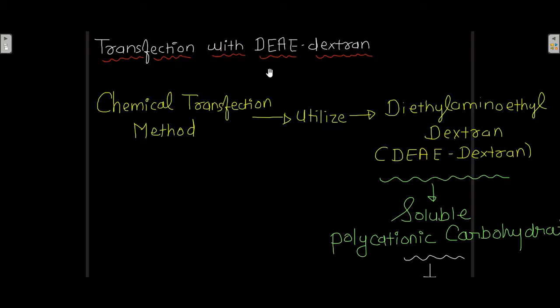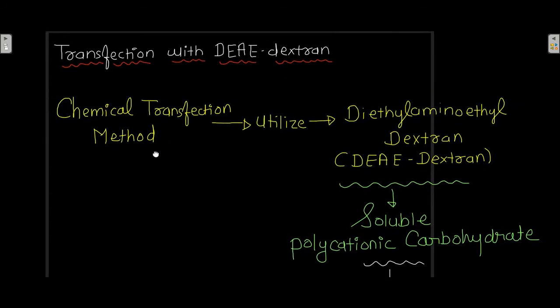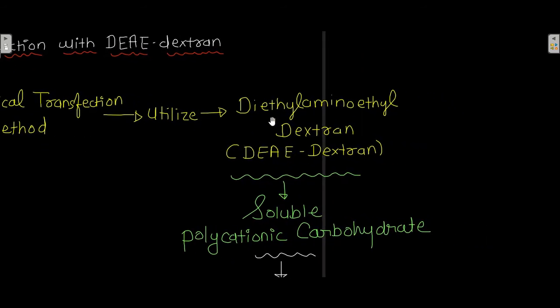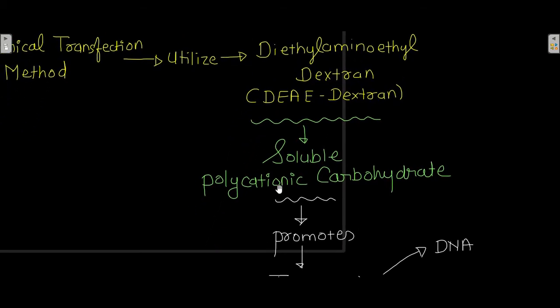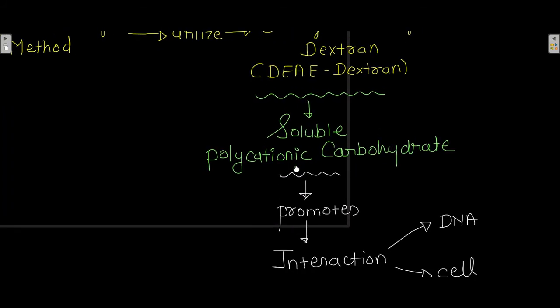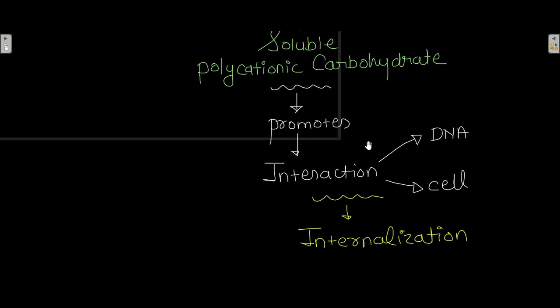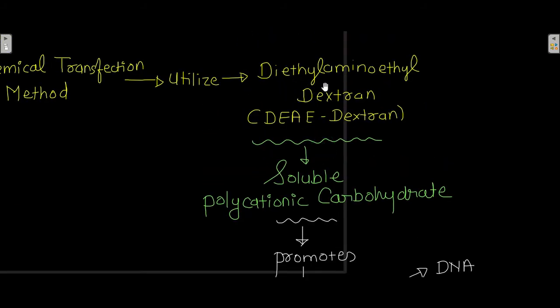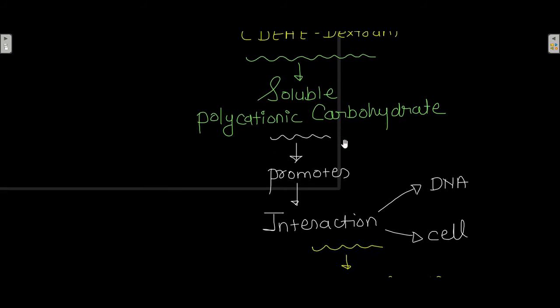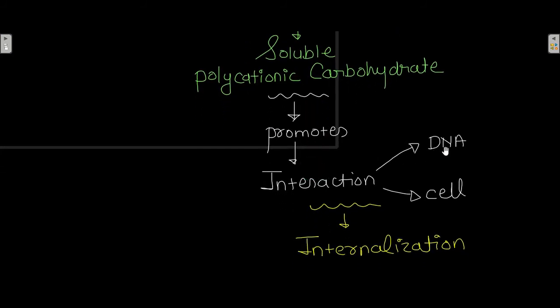Now let's look at transfection with DEAE dextran. This chemical transfection method utilizes DEAE dextran, that is diethylaminoethyl dextran, which is a soluble polycationic carbohydrate, and it promotes the interaction between the DNA and cell, and thus promotes the internalization of the DNA into the cell.